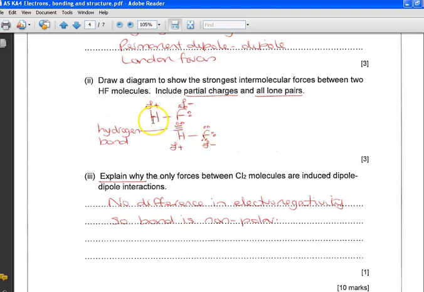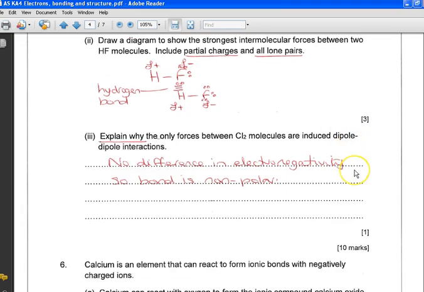Yeah, you've got to show the bond between hydrogen and fluorine. You have to show the partial charges. It even says in the question, show all the lone pairs. Loads of you didn't put the lone pairs in. And then you show the hydrogen bond from the lone pair to the hydrogen. You do that, you get 3 marks. And it probably takes about 45 seconds to draw. So that's probably the easiest 3 marks ever.